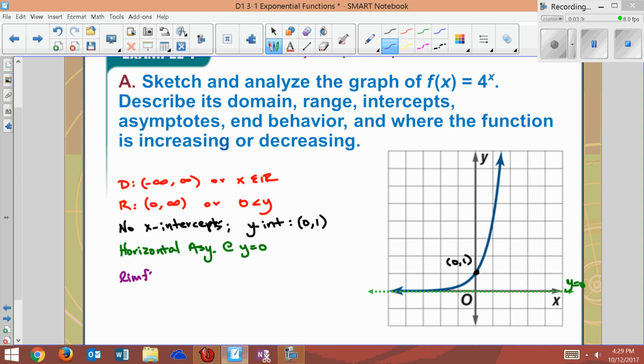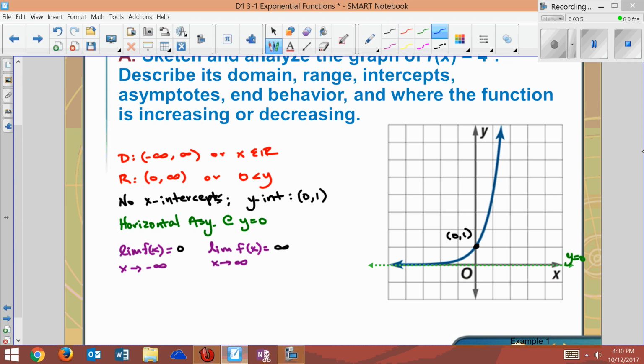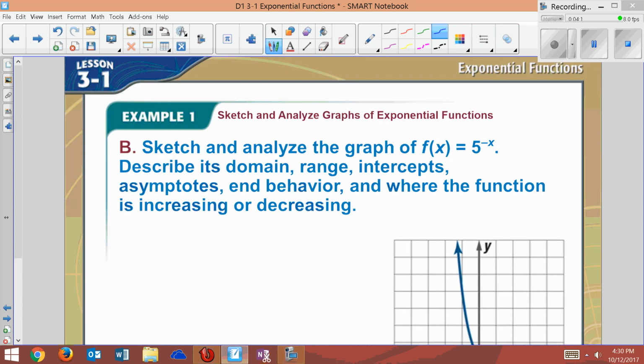Remember, end behavior is a limit. So we want to know what happens to y as x goes to the left, and we also are going to want to know what happens to y as x goes to the right. Well, as we go to the left, this graph approaches 0, so 0 would be the correct answer. And as we go to the right, it goes up to positive infinity. And this graph happens to increase on its domain. And its domain was all reals, so increasing over all reals, or you could write it this way as well. It's always increasing.